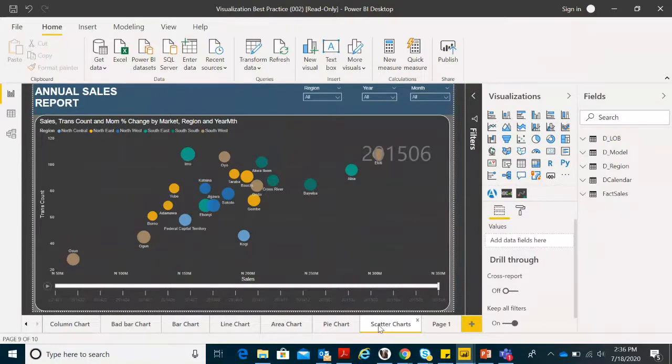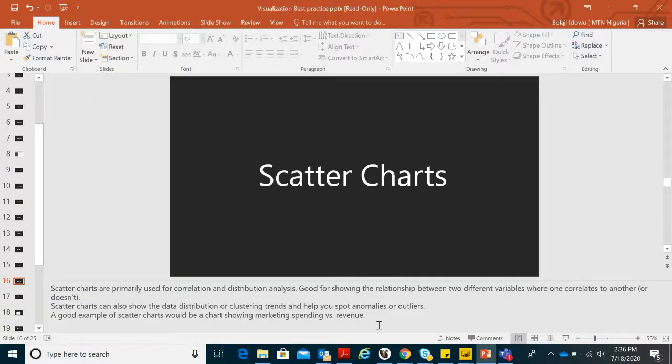They will go to another state and say this color red shows that this state is dangerous, green shows this is mild, but it's still getting better. Scatter chart is actually very, very powerful for correlation, distribution, showing relationship between two different variables or even more. You can actually show data distribution or clustering of things and help you spot anomalies and outliers.